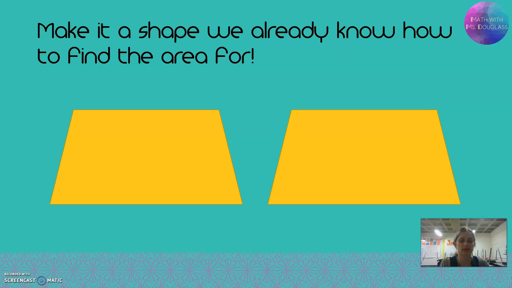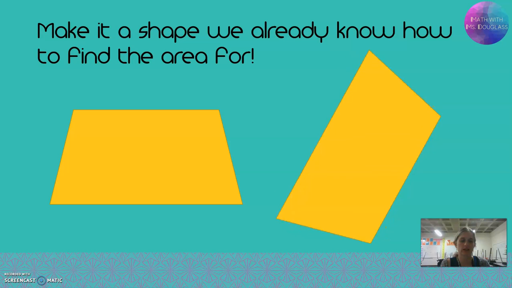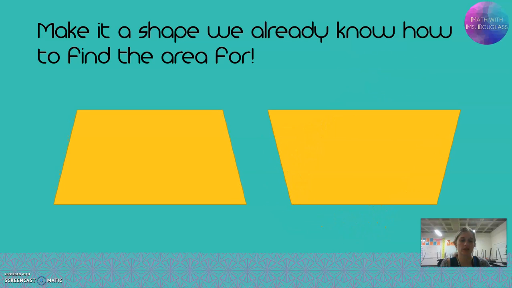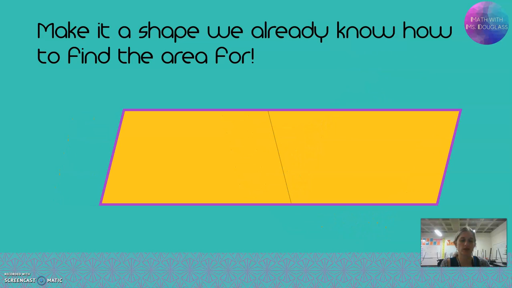Okay, you know what I'm going to do? I'm going to double it. Are we seeing it now? Maybe, maybe not. Watch this. Getting closer, getting closer. Wait, that's a parallelogram. Okay, so two trapezoids together, when one of them gets flipped upside down, they make a parallelogram, and we do know how to find the area for that.